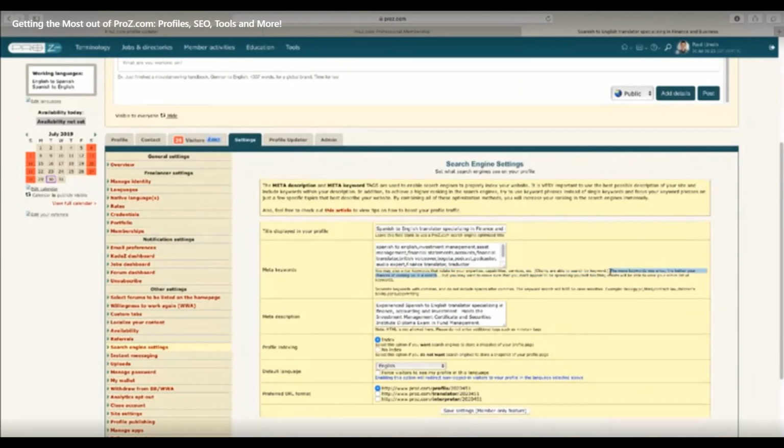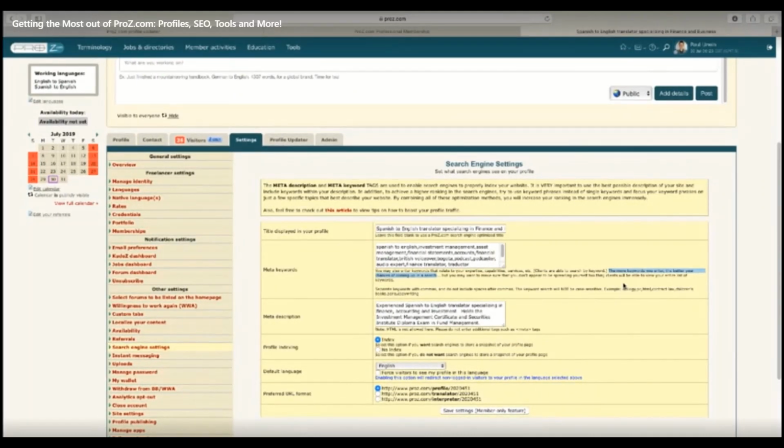Now, go to your own profile after this presentation and check out, have you completed those meta keywords? Are you giving yourself the best opportunity to find work via the Proz.com platform? There are hundreds and hundreds of searches that take place on the Proz.com platform every day. And if you don't have your profile optimized, well, then you're just simply less likely to appear in those searches.